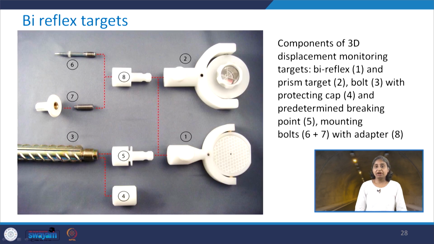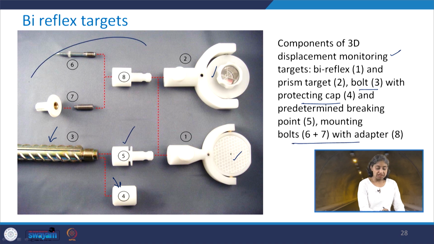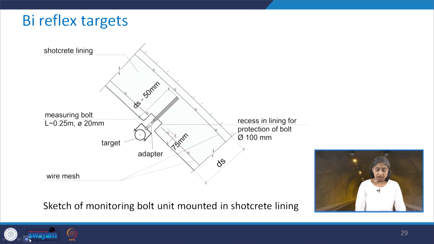The various components of 3D displacement monitoring targets are shown here. This is the bireflex target, this is the prism target, and then you have the bolt with protecting cap, which is this one, third and fourth, and the predetermined breaking point, which is this, then mounting bolts with an adapter, it is this assembly. Now how these are assembled and mounted in the shotcrete lining, this picture gives you the idea about it.